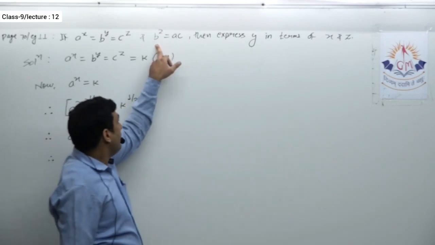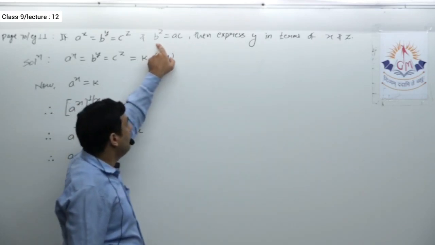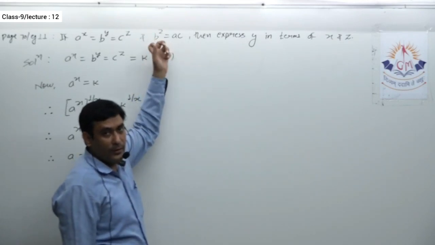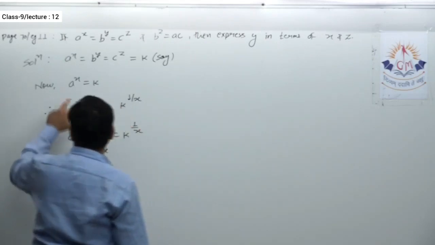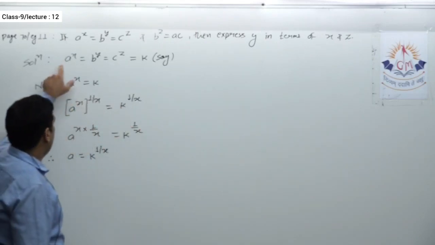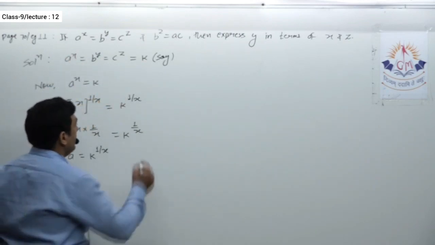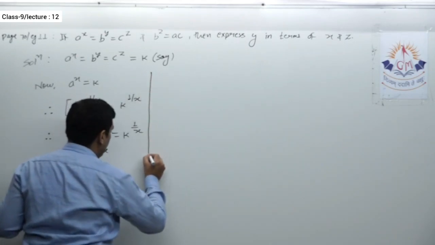See, we have the expression b square equal to ac. So anyhow we have to find the values of a, b and c, and then when we put the values of a, b, c over here, definitely we'll get whatever is required. So here I did with the help of a raised to x equal to k, I got the value of a. Now I'll repeat the process to get the value of b.